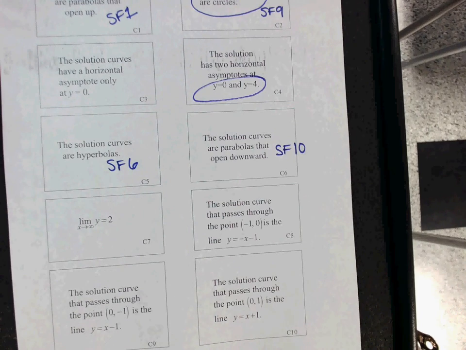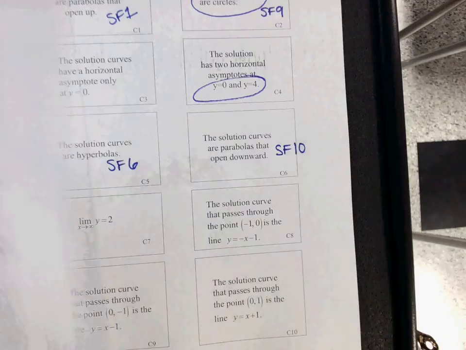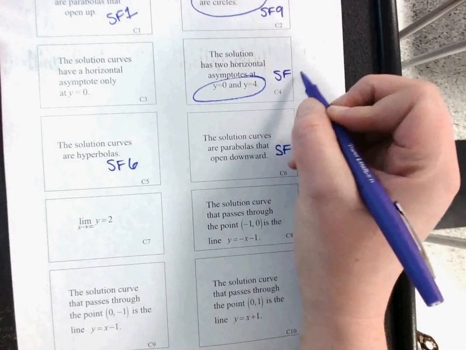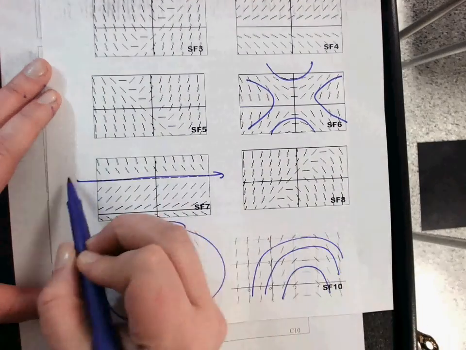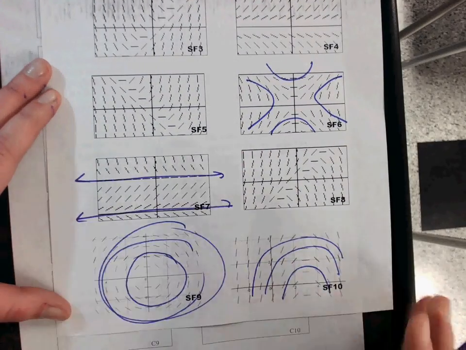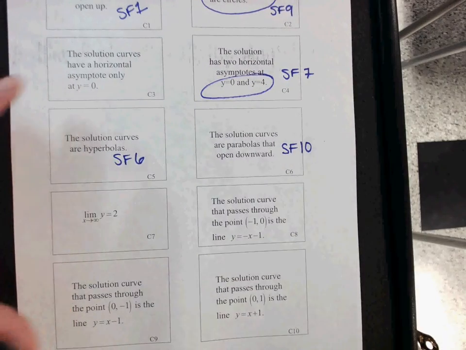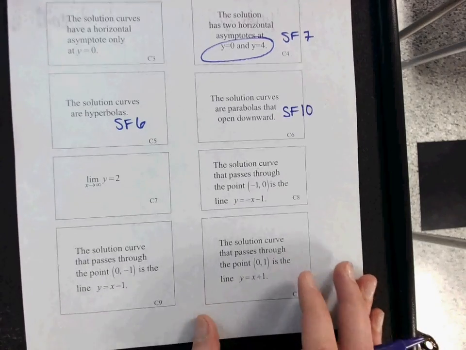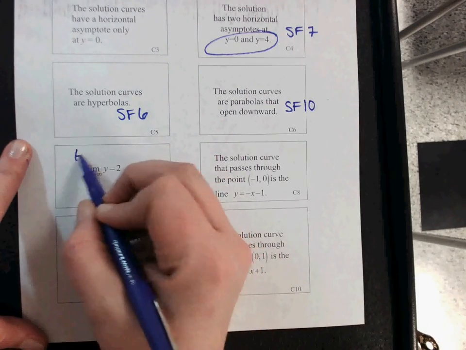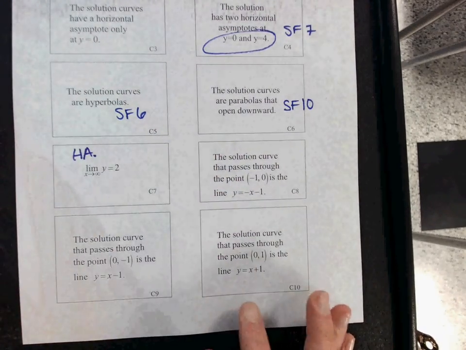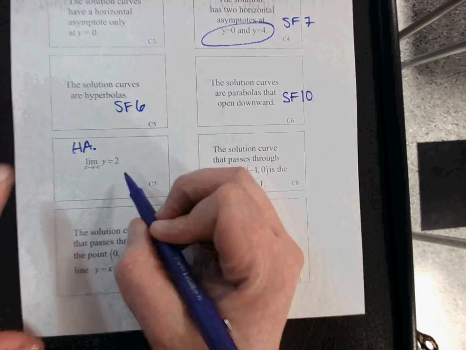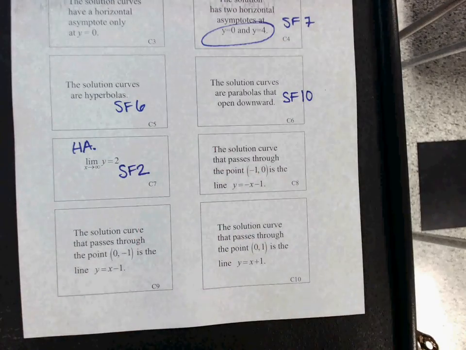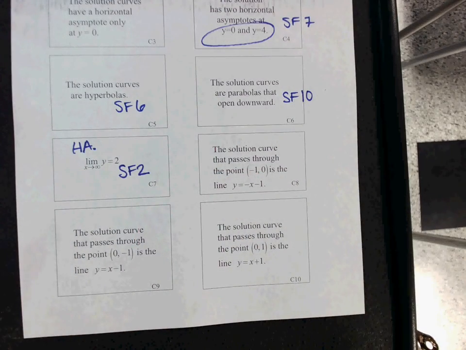Which one has 2 horizontal asymptotes at 0 and at 4? Which slope field? 7, very good. That would be slope field 7, because if you look at your picture, you have flats here, you have flats here. A couple more left. Which one is y equals 2? The limit as x goes to infinity, that's the definition of a horizontal asymptote. Which one has an asymptote at 2? Slope field 2. Very good.